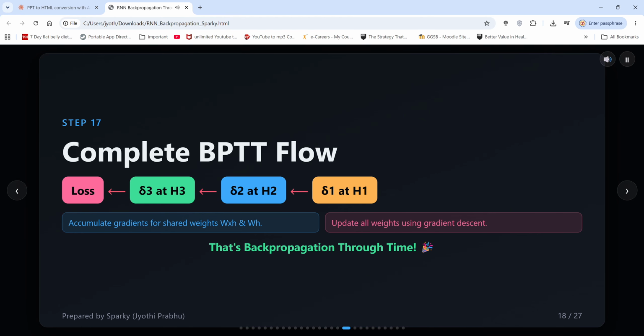Let's see the complete picture. The loss flows backward to the output gradient, then to h3, h2, and h1 in sequence. At each step, we calculate local deltas, accumulate gradients for our shared weights, and finally update every weight using gradient descent. That's the complete backpropagation through time process.